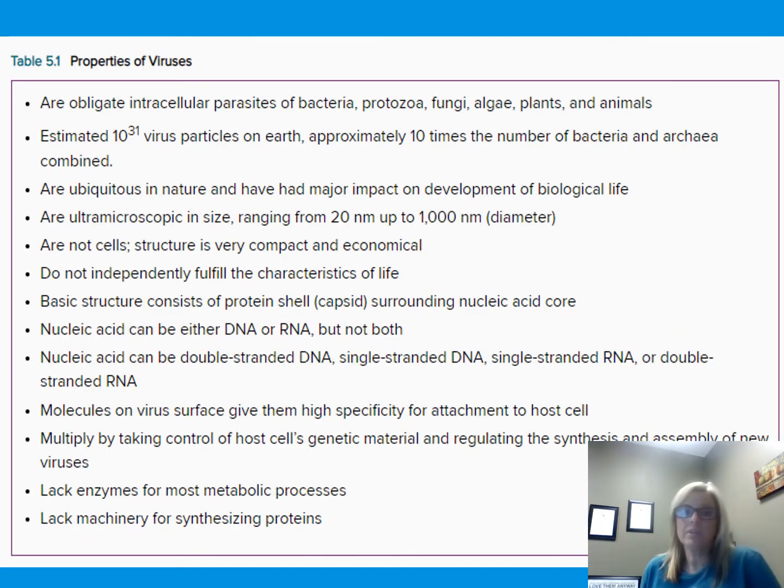This is a really good summary slide of all the properties of viruses. I'm not going to read through all of these because you can read, and there's no point in me just reading straight from the slide, okay? We have talked about lots of these things, but this is a really good summary slide to be sure that you know.